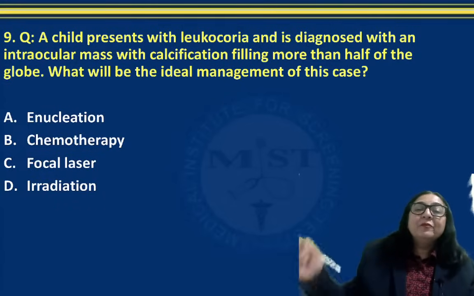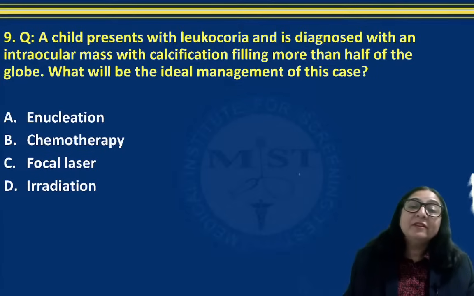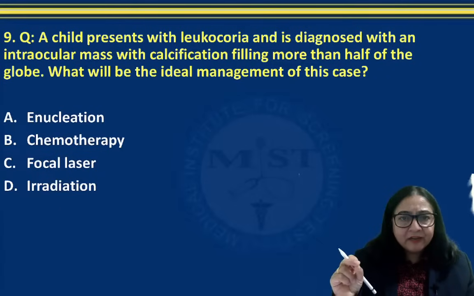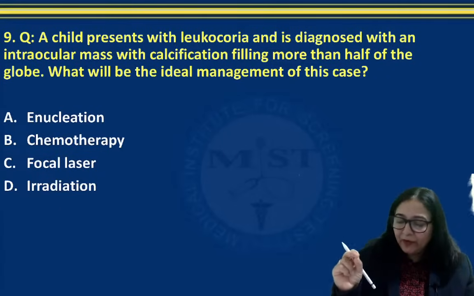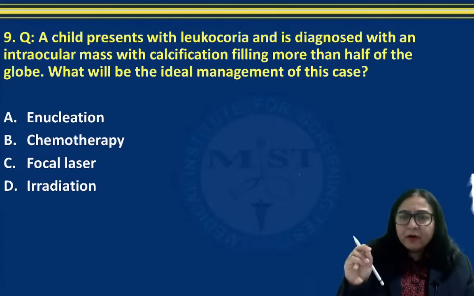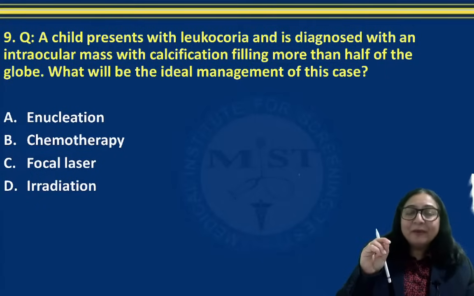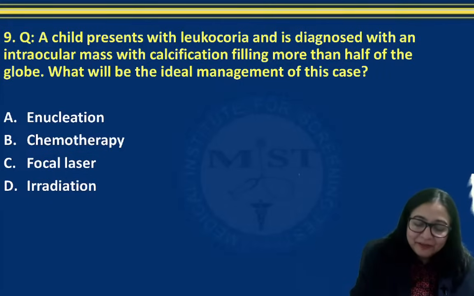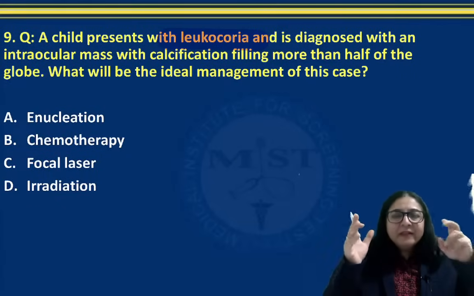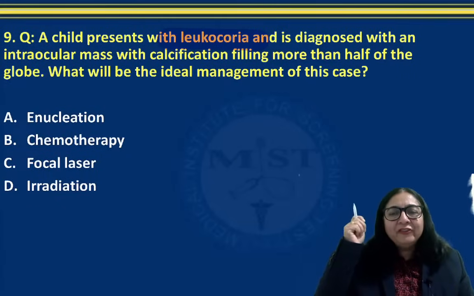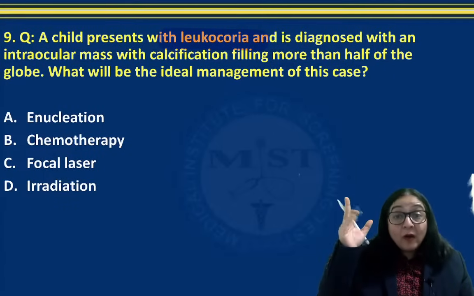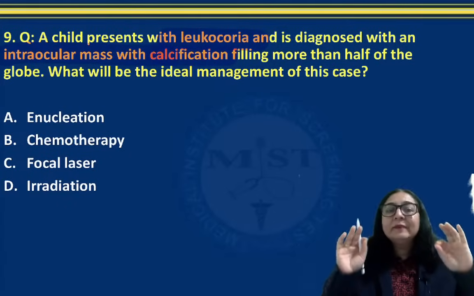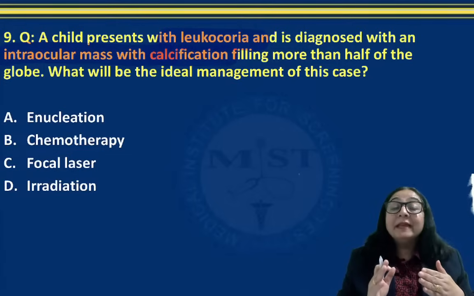Great. Let's move to the next question, my dear friends. A child presents with leukocoria and is diagnosed with an intraocular mass with calcification filling more than half of the eyeball. Again, a classical book question, very important question, can come in different forms. So let's see. A child with leukocoria. Now, when a child with leukocoria comes, which bell should ring in your mind? Along with other features, intraocular mass with calcification. Just this much information is okay for making a diagnosis, beta.